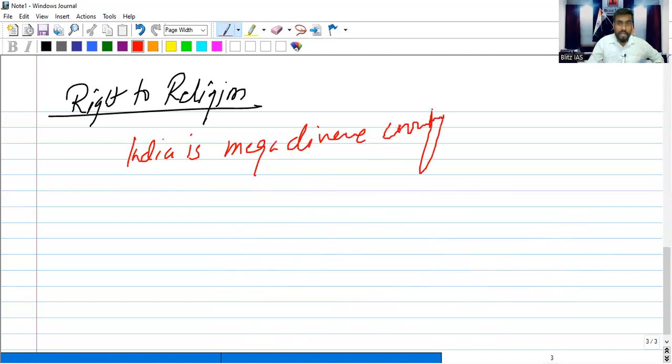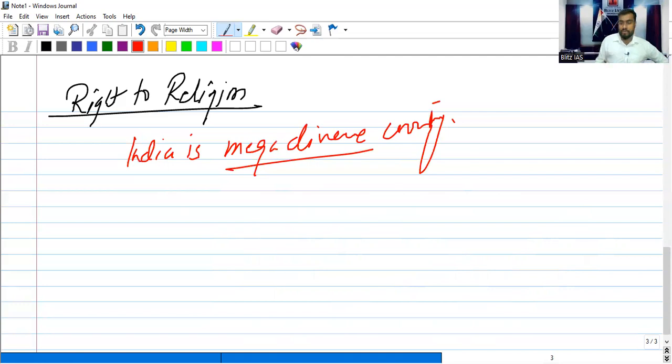India is a mega diverse country. After every 10 kilometers, you will see some changes in the culture of India. In the state of Maharashtra itself, if you're traveling from Pune to Mumbai, you're going to notice a number of cultures. The changes may be in terms of language, food habits, religion, practices, beliefs, prejudices and all. So India is a mega diverse country.